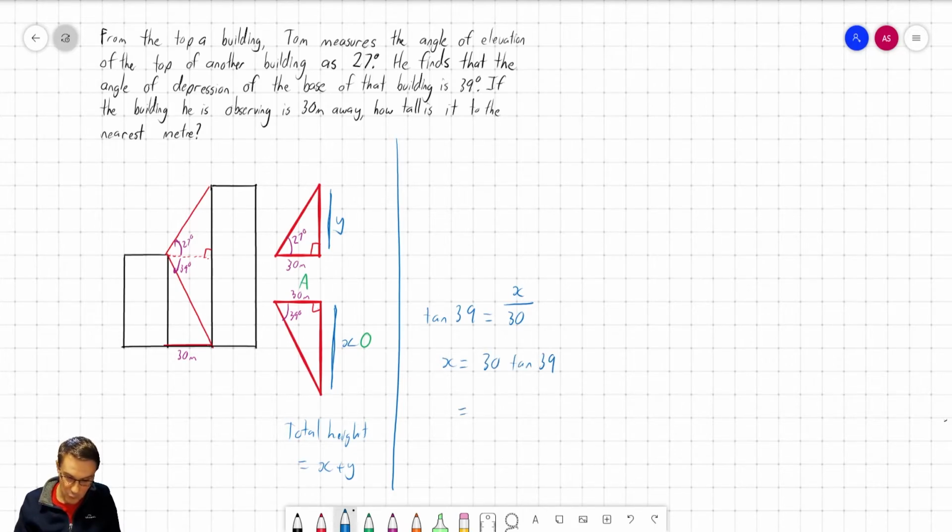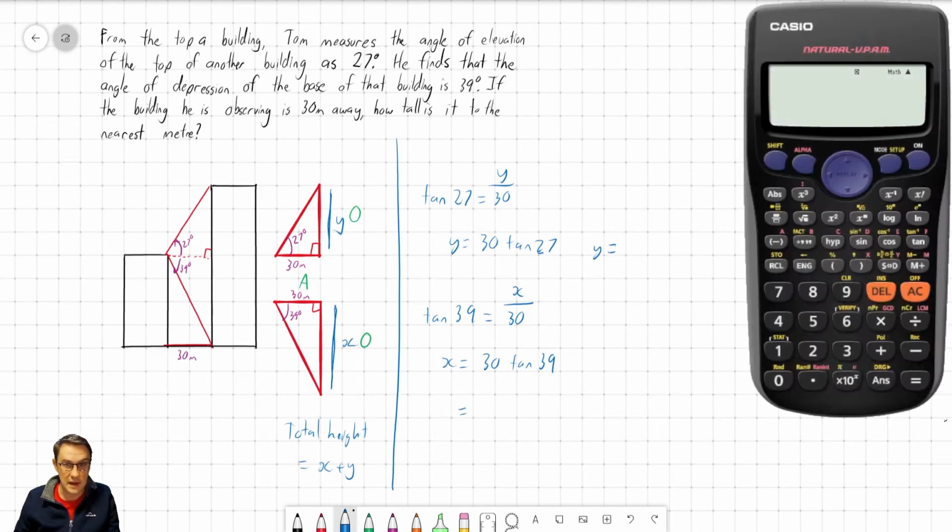Then to find Y in this instance, again, 30 is going to be an adjacent and Y is going to be an opposite. So we're using the same ratio of tan, and this is going to be tan 27, and this is going to be equal to Y over 30 as well. Rearranging this, we end up with Y is equal to 30 times tan 27. When we work it out, we'll be able to find the value of that Y. So using a calculator now, we're going to go 30 times tan 27.